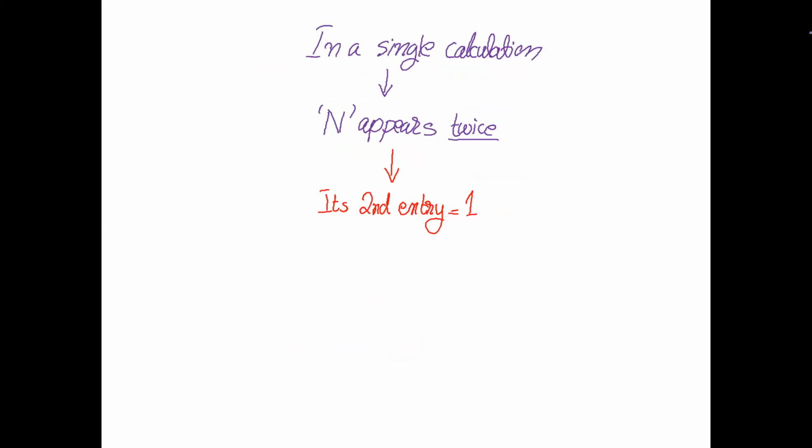This is a small but very important concept in calculation: in a single calculation, if N appears twice, then for its second entry, put N is equal to 1. So when you are solving a numerical, and suppose you put N once, and if you put N again, the value will be taken as 1. You have to copy this concept.